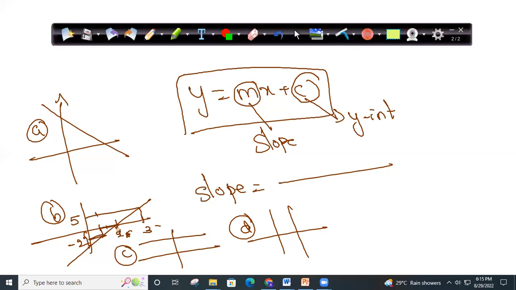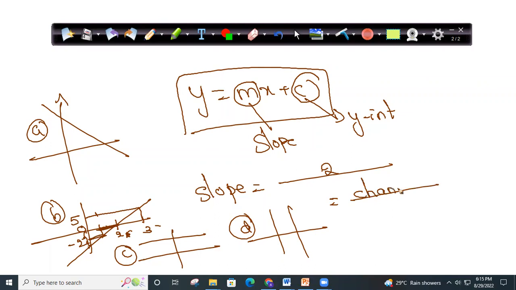When x is equal to 2, it is 0. So when x changed by 1 unit, what is the change in y? Change in y is minus 2 to 0, 2 units. So the slope of this line is 2.